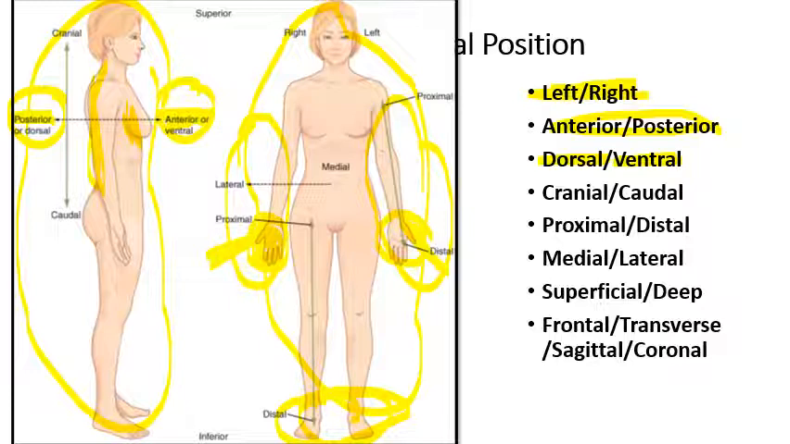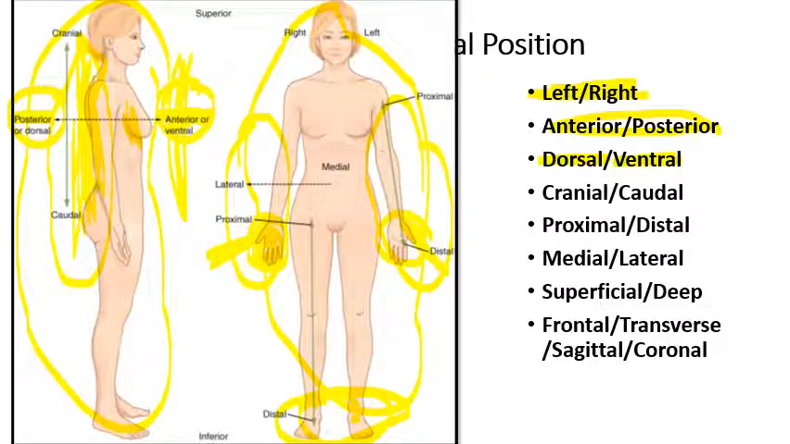Those terms are usually used to describe animals, but they are occasionally used to describe humans as well. So the posterior side of the human body is also referred to as the dorsal side many times. So the posterior or dorsal side of the body versus the anterior or the ventral side of the body.